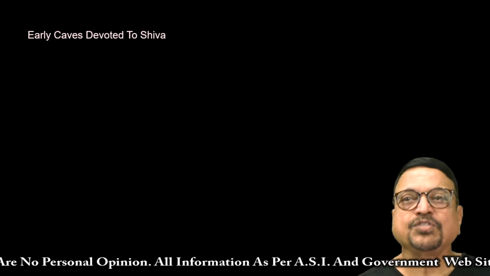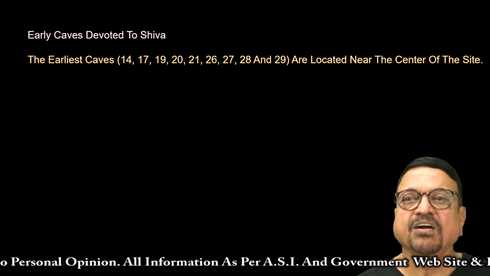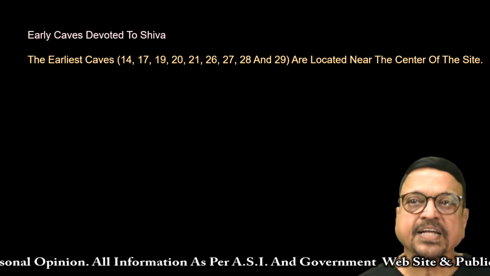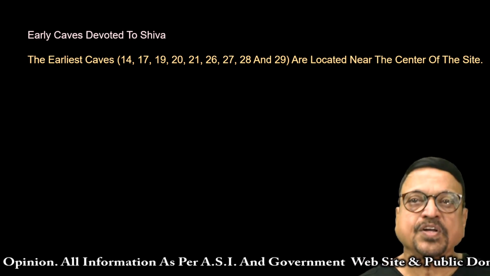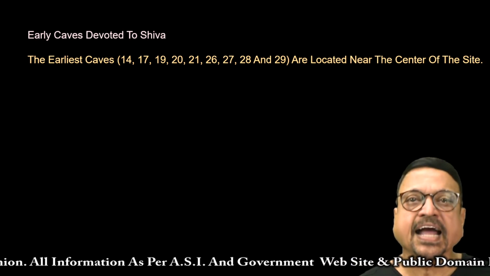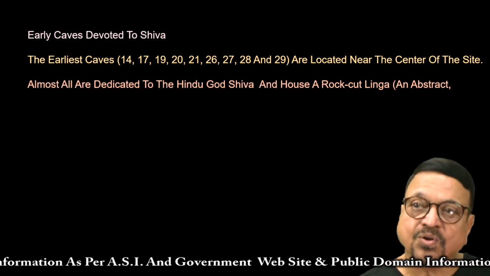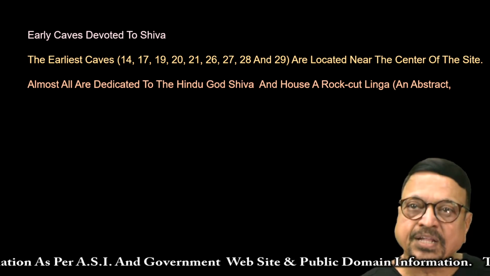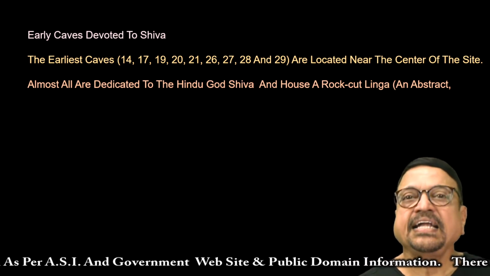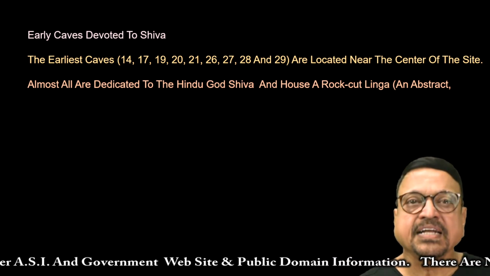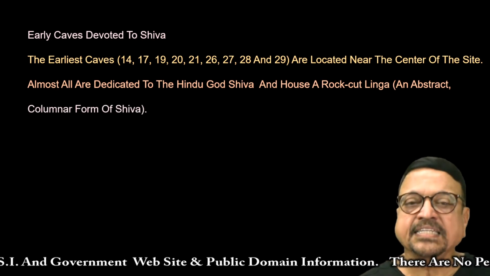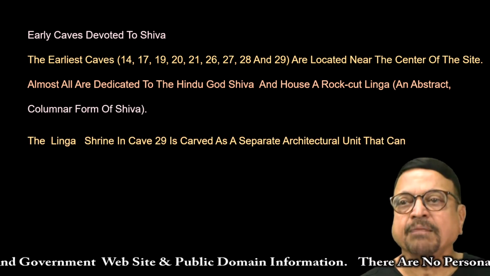Now, early caves devoted to Shiva. The earliest caves, that is cave number 14, 17, 19, 20, 21, 26, 27, 28 and 29, are located near the center of the site. All of these are dedicated to the Hindu god Shiva, and they house a rock cut linga. So that is the characteristic that it is a Shiva temple.